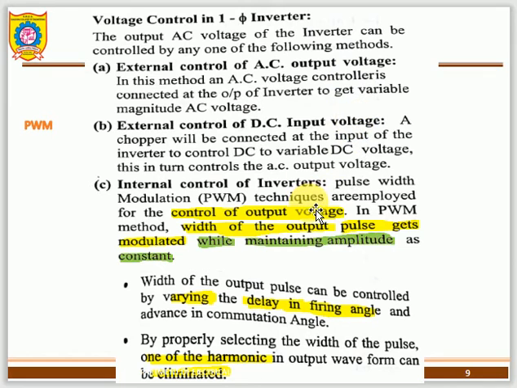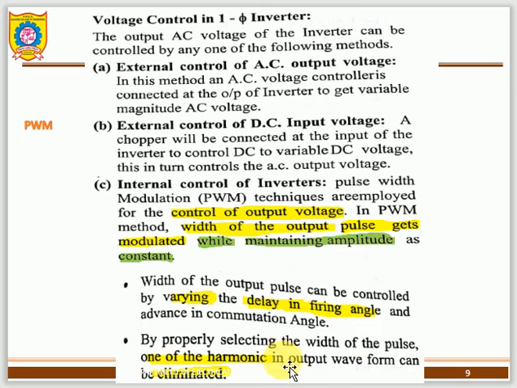And one more, the simplest method, is called internal control of the inverter. That is the pulse width modulation technique. This technique is used to control the output voltage. In PWM, the pulse width of the output pulses gets modulated while the magnitude, the amplitude, stays constant. The width of the output pulse can be controlled by varying the delay in firing angles, or advancing the commutation angles.